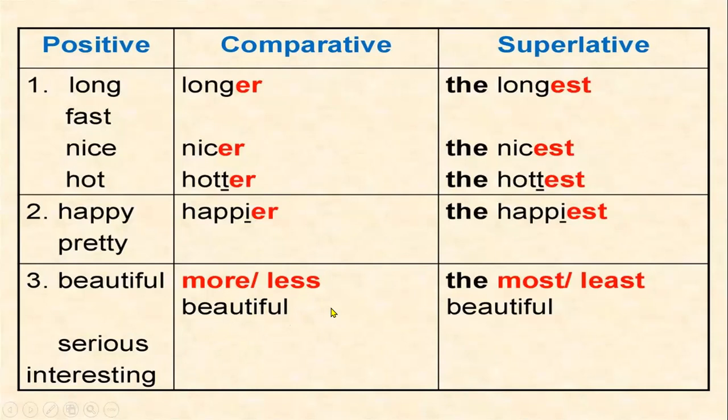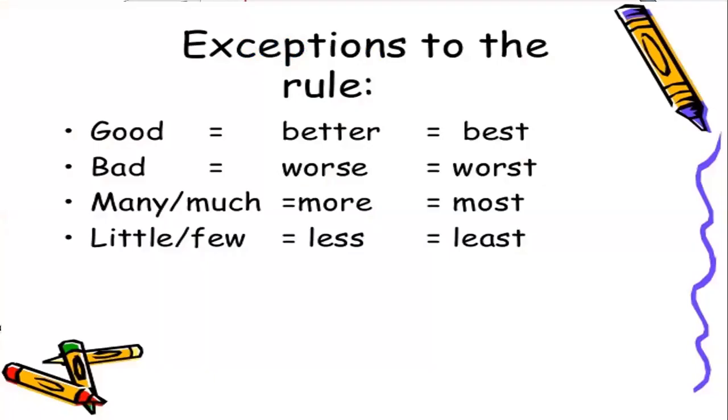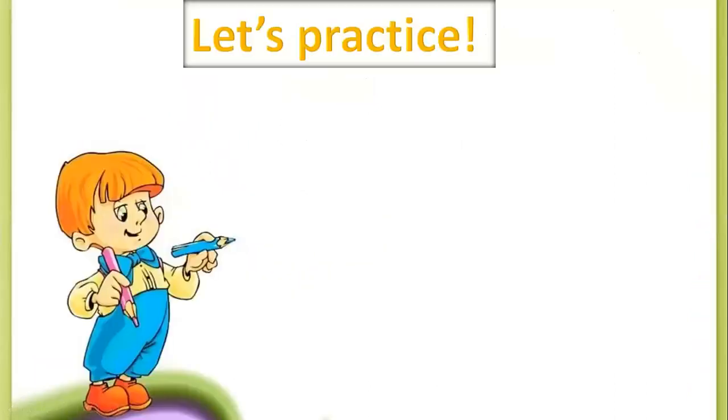Okay, got it? Now, there are some adjectives which don't fall under the rule of adding ER and EST. These are the adjectives which are exceptions from the rule. Okay, good, comparative degree becomes better, and superlative best. Don't forget to put the article there, the best. Okay, bad, worse, the worst, many, much, more, the most, little, few becomes less, and the least. These are the adjectives where there are exceptions. Okay, okay. Now let's practice.